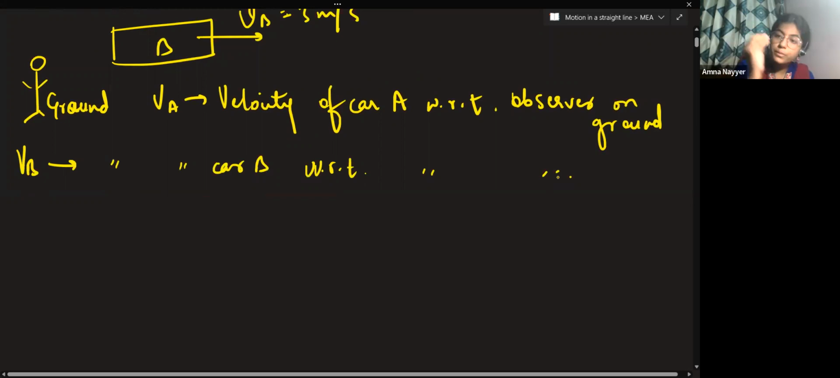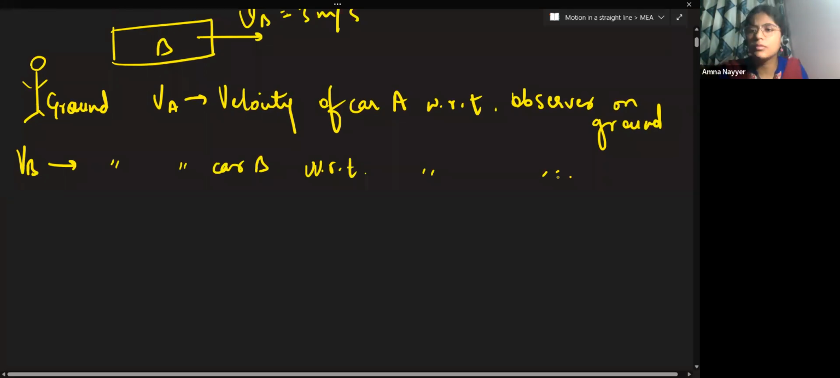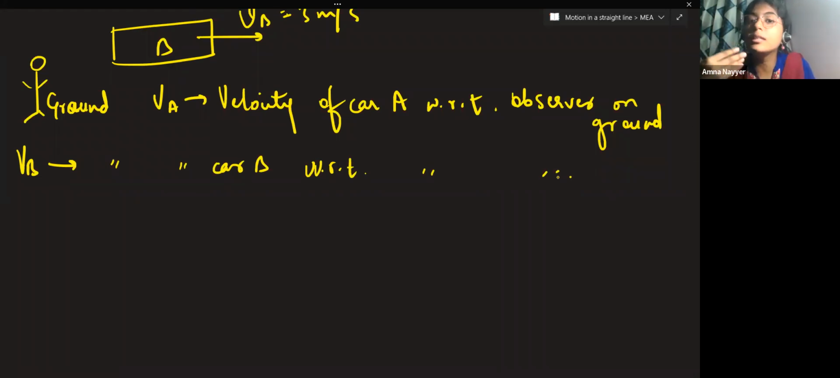Now for an observer in B, car B is at rest. If you sit in this car, everything inside the car, the things that are present in the car, the chair and the seats, appear at rest for you. But is it actually at rest? It's not at rest. For you it is appearing. So that's why we say the term relative comes from here. When you compare it with something, that's the point where the relative term comes.